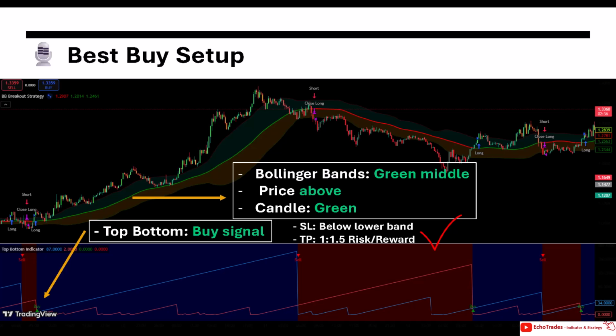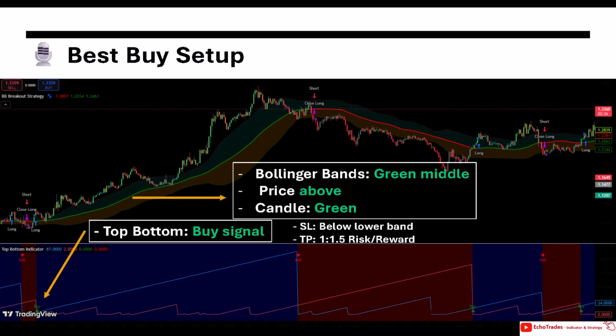For the target, we aim for consistency. We're looking for a 1 to 1.5 risk-reward ratio. So if your stop-loss distance represents 1 unit of risk, your target price is set at 1.5 units of potential profit away from your entry. This ensures that over time, your winning trades are larger than your losing trades. 1 to 1.5 risk-reward. Clear.